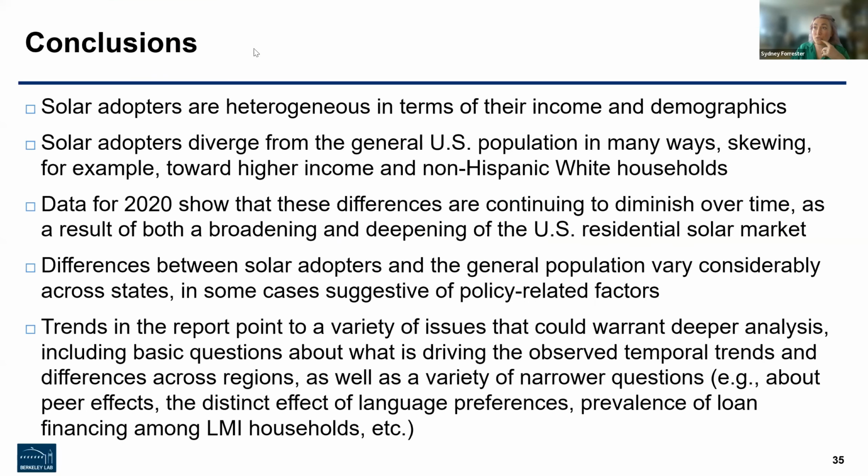So to wrap everything up, again, this is a descriptive analysis that is backwards looking, but solar adopters are heterogeneous in terms of their income and their other demographics. And even when you start segmenting them off into smaller market segments, they diverge from the US population in a bunch of different ways. And there are these differences across states that could reflect differences in policies or resource or a bunch of other different factors. And again, the skew at that national level is diminishing over time and has somewhat flattened in recent years.